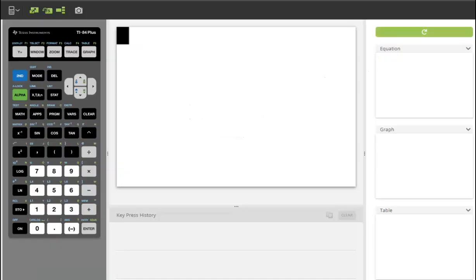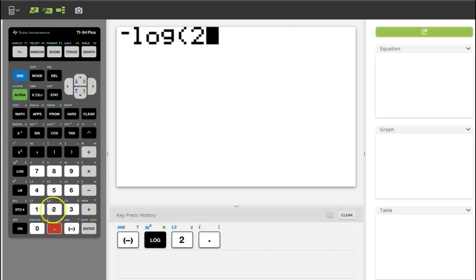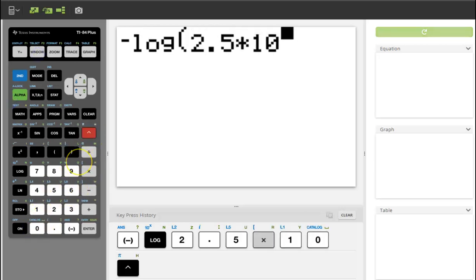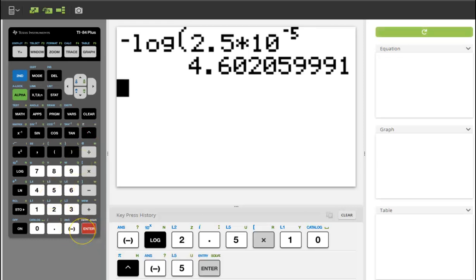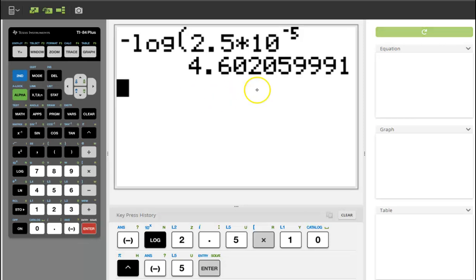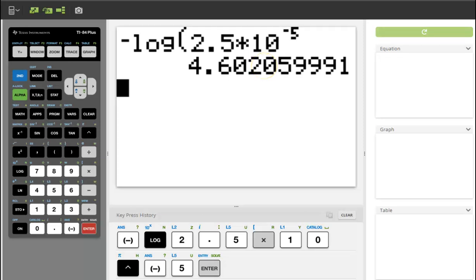Okay, so all you got to type in is negative log, and then you can type the number in just as it shows, like 2.5 times 10 to the power of -5. And I don't even have to close the parentheses. I just hit equals, and there's my answer. There's the pH for whatever that substance is, right? The shortcut for the scientific notation, the times 10 to the whatever, is this, if you want to use it.